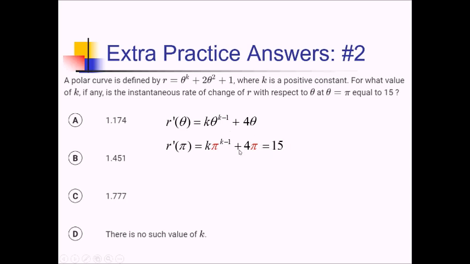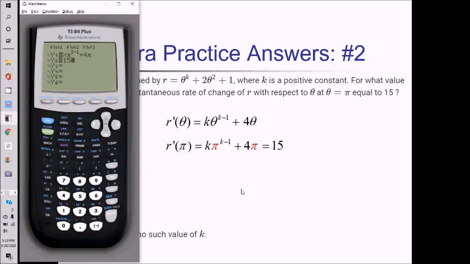And this is something that I can now solve on my graphing calculator. So to actually do this on the calculator, I went into my y equals, and I'm basically treating this k as a variable at this point. I'm calling this x. So I wrote x times pi to the x minus 1 plus 4 pi. That's going to be my y1. For y2, I put the other half of this equation, 15, and I'm just going to figure out where these two things intersect. That's going to be my k value.